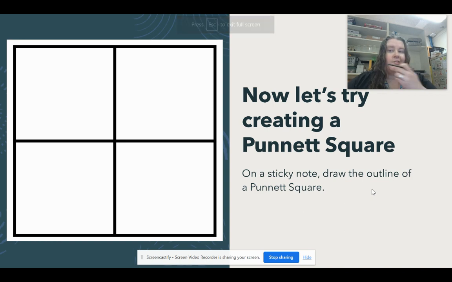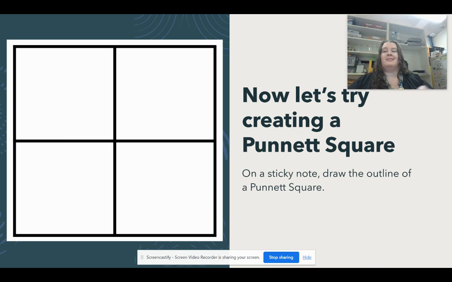All right. So now you should have a quarter sheet of paper or something. It doesn't have to be a quarter sheet of paper, but you're going to draw a square like mine. Okay. And then we're going to practice. We're going to do a Punnett square. Okay. So we're going to do another dominant trait, which is brown hair.